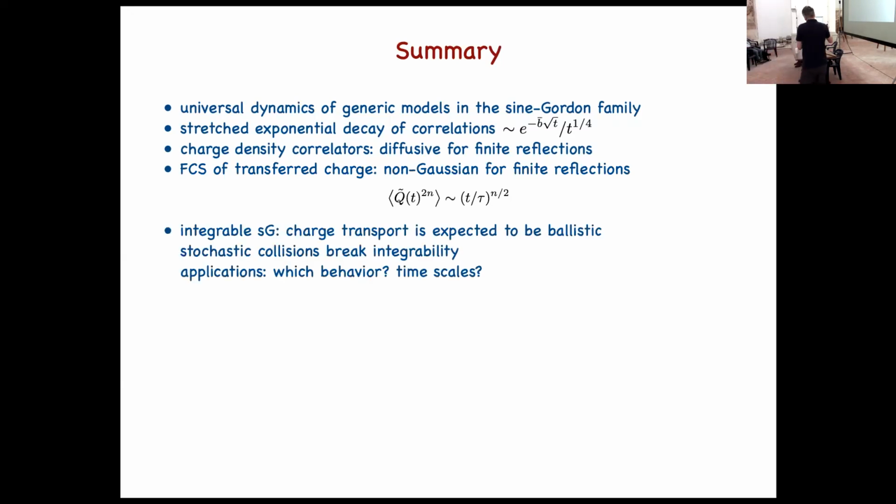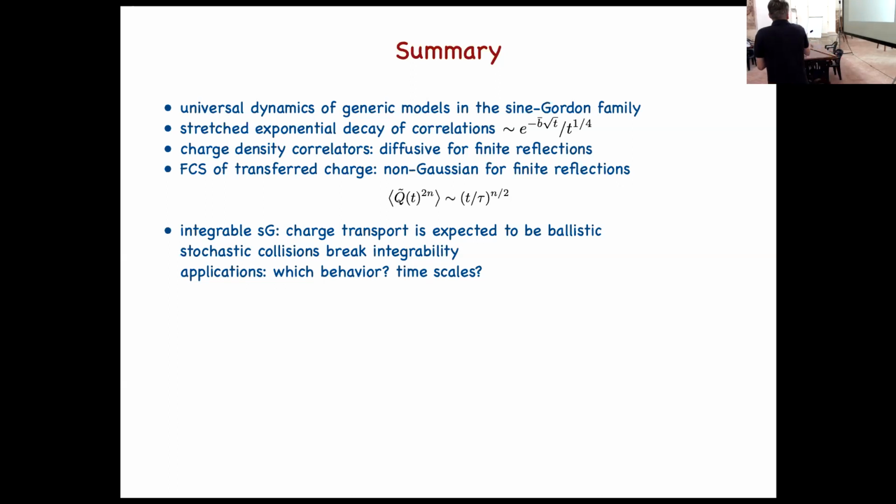And okay, so I told you several times that I'm not looking at the integrable case. Of course, in the integrable sine-Gordon, one expects ballistic transport for the charges and an exponential decay for this vertex operator correlation function. So probably this, I mean, not probably, for sure, the stochastic assumption for the collisions breaks integrability.